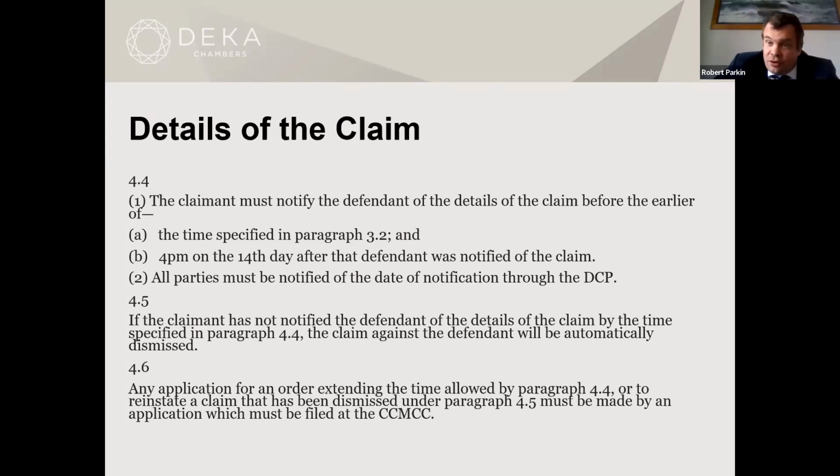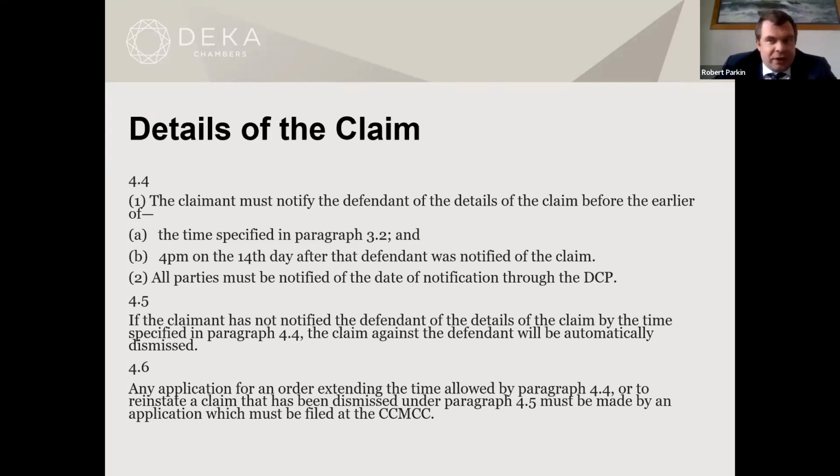If the claimant has not notified the defendant of the details of claim by the time specified in 4.4, the claim against the defendant will be automatically dismissed. So you're struck out. Any application for an order extending time allowed under paragraph 4.4 to reinstate a claim struck out, dismissed, under paragraph 4.5 must be made by an application which must go to the CCMC. So it goes out of DCP, and effectively it goes out of DCP at that point. There's an application to the County Court Money Claims Centre to reinstate or to extend time.